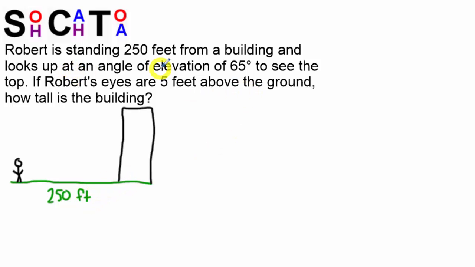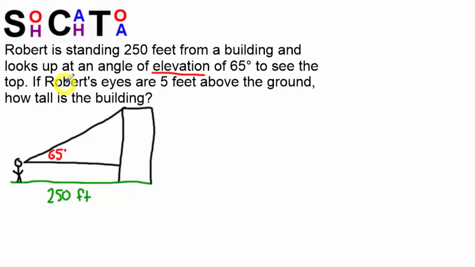Next, it says that he looks up at an angle of elevation. An angle of elevation, the word elevation means that he is looking upward, like an elevator. So imagine if he's looking straight ahead and then tilts his head upward. That would be the angle of elevation. So let's draw that in. We have him looking forward, and then he tilts his head upward to look at the top. And so he looks toward the top of the building. That angle that he created, that's the angle of elevation. So let's put the 65 degrees right there in that corner.